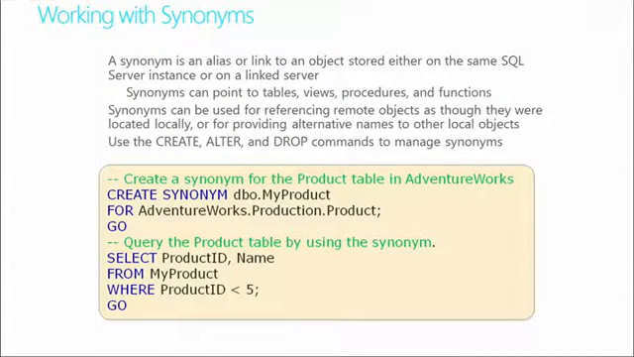I'm sorry, we're going to create a synonym called my product for AdventureWorks production.product, and then we're going to be able to query the product table using the synonym to shorten the name required to reference that object. So we're going to select product ID and name from the synonym called my product, where product ID is less than 5, and then we'll execute that. So if you have lengthy names, like you would in maybe a linked server, or if your object names have multiple parts, we can create a synonym for that, and we can use that for accessing that content.